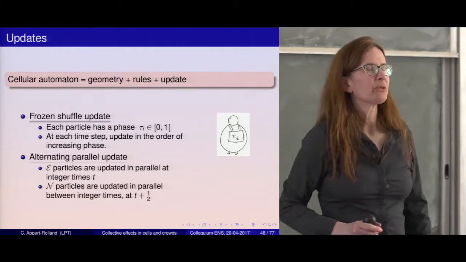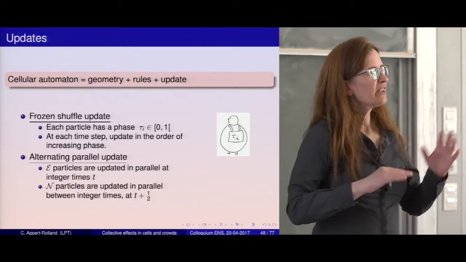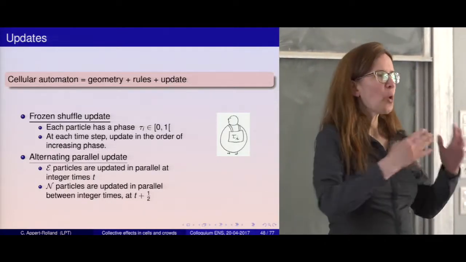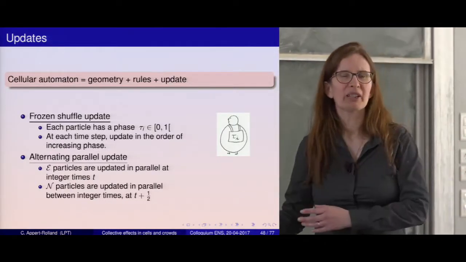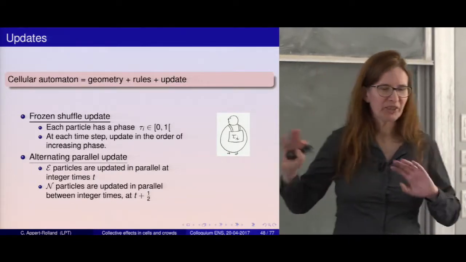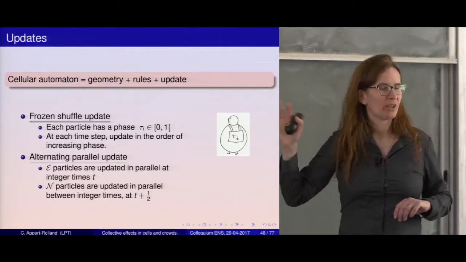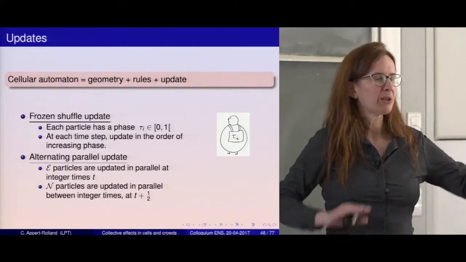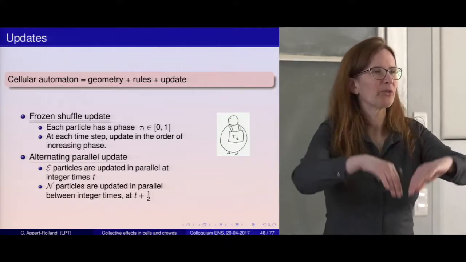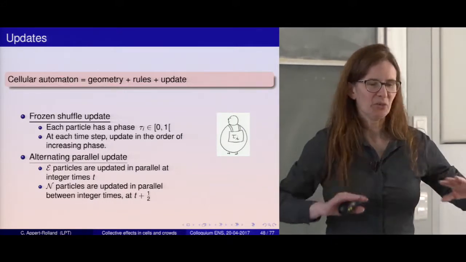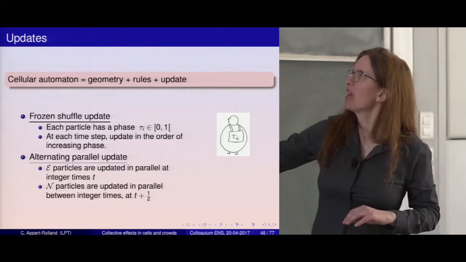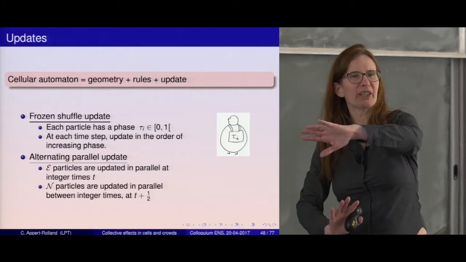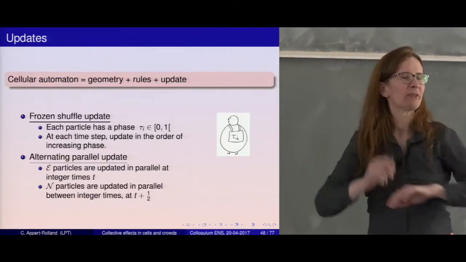Something important is that when you have a cellular automaton, it's not enough to give the geometry and the rules. You must say also in which order you update particles. Here, I will consider 2 updates, which have the interesting property that you have no conflict. When you have parallel update, 2 people could want to jump at the same cell. You want to avoid this. So either we just update one family of pedestrians, then the other one alternatively.